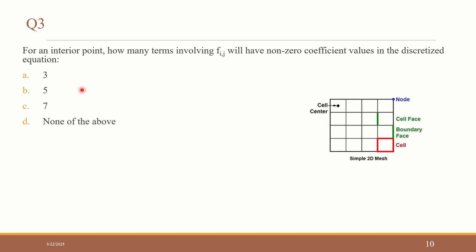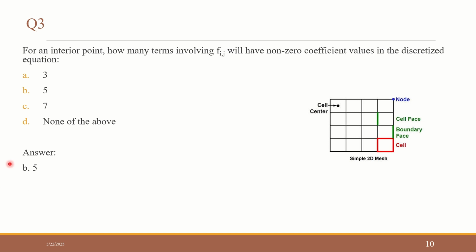So we are talking about interior points, not at the boundaries and not even closer to the boundaries. How many will we get? We will get a maximum of 5. Consider this point: we will have this point, this point, this point, this point and this point. The chances of all these terms being non-zero are there. So we will have 5. So the answer is option B.